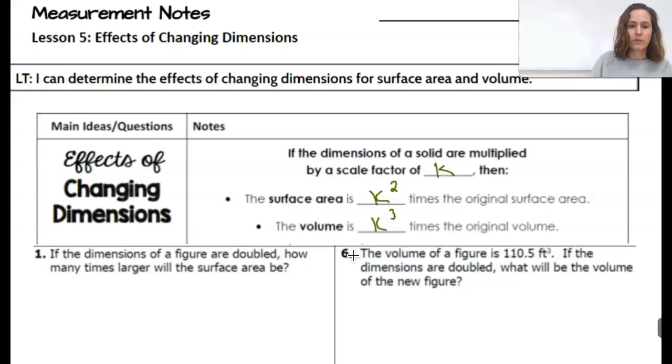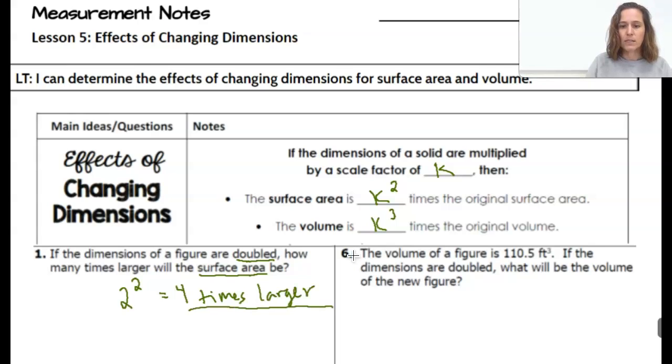Now, if the dimensions of a figure are doubled, that means times 2, but because we're dealing with surface area, it would be 2 squared, which means that the new figure would be 4 times larger than the original figure. And then number 6, it says the volume of the figure is 110.5 cubic feet. If the dimensions were doubled, what would be the new volume?